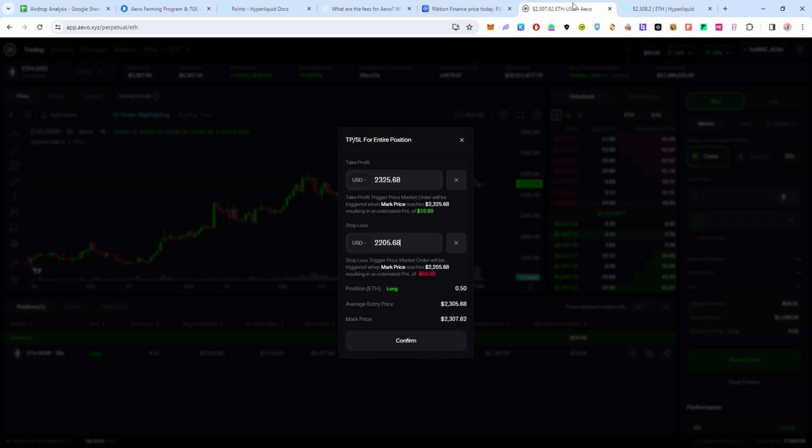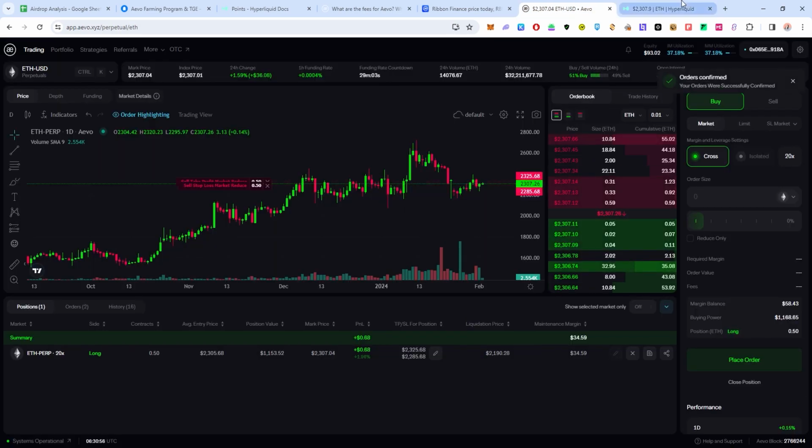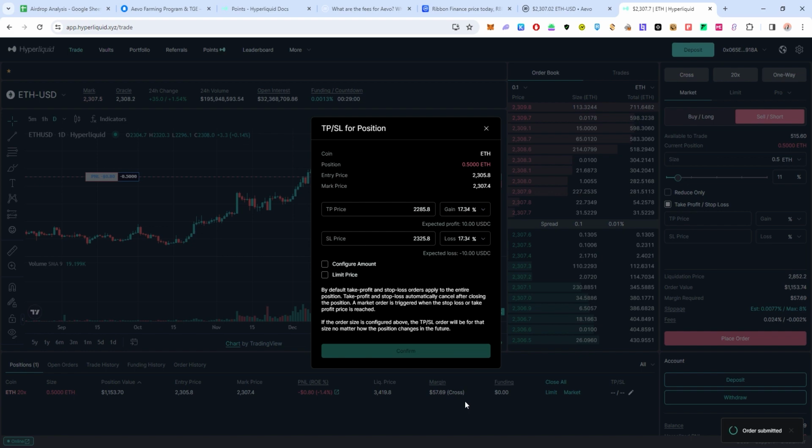Look over here. Oh sorry, this number is wrong. This is not 2385. So if you see here, make sure this one is correct. Estimated profit and loss $10, estimated profit and loss minus $10. Let's confirm this first and I'll explain in a while. Now we confirm both of these orders. Now we just sit back and relax.